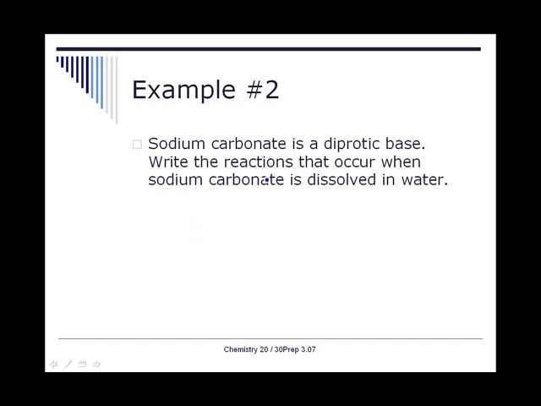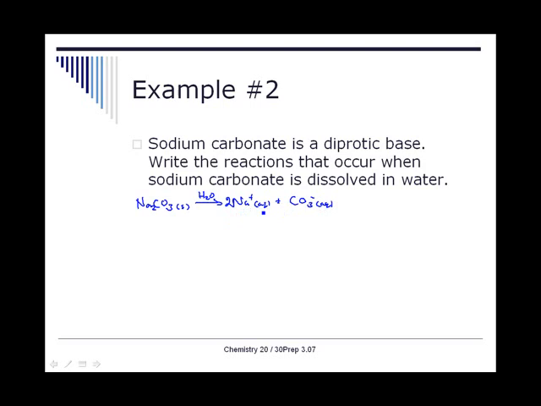Okay, so let's take a look at an example here. Sodium carbonate is a diprotic base. We're going to write the reactions that occur when sodium carbonate dissolves in water. So the first thing we have to do is decide what's going to happen to our sodium carbonate. So Na2CO3 solid. When it gets placed in water, we can check our solubility table, and what we're going to see is it dissociates into sodium ions and carbonate ions. And so when we put it in water, we actually end up with sodium ions, carbonate ions.